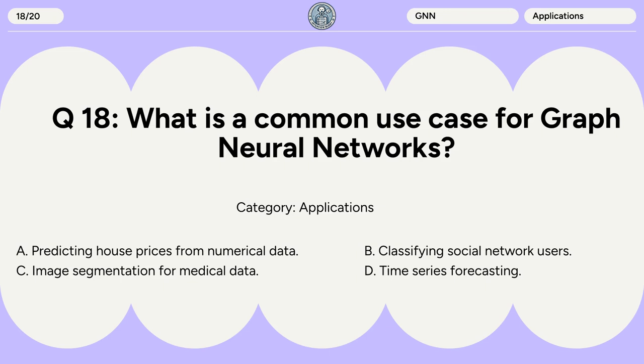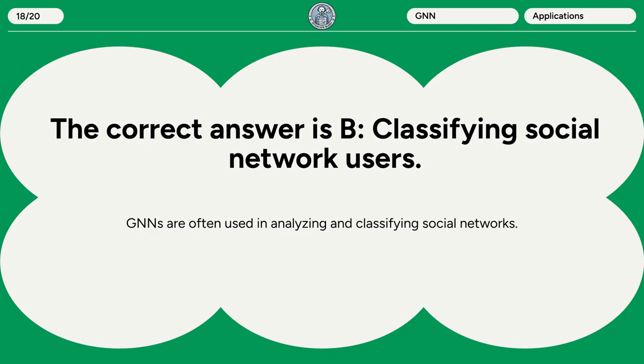Question 18. What is a common use case for graph neural networks? A. Predicting house prices from numerical data. B. Classifying social network users. C. Image segmentation for medical data. D. Time series forecasting. The correct answer is B. Classifying social network users. GNNs are often used in analyzing and classifying social networks.